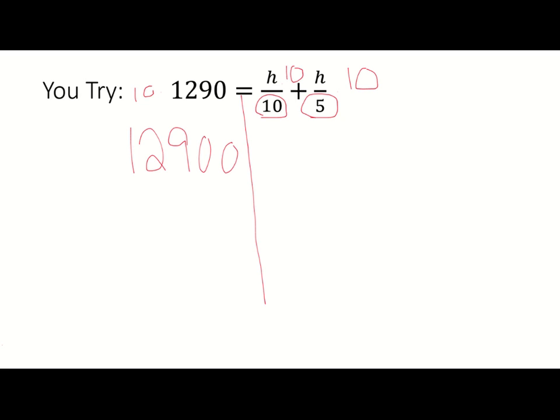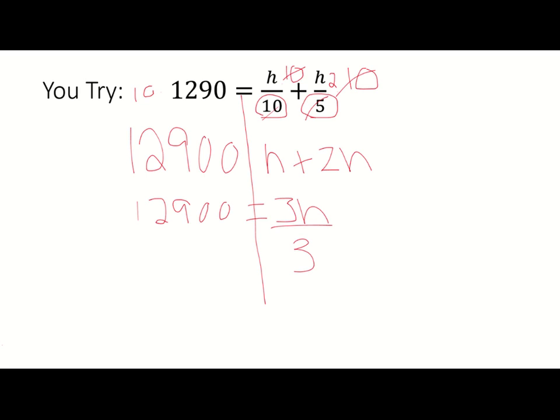H over 10 times 10. 10 goes into 10 one time, so that means we're just left with one h, or h. 5 goes into 10 two times, so 2 times h, that means we have plus 2h. Now that all the fractions have cleared, this is a much easier problem to solve. We're going to drop down the 12,900, and h plus 2h would be 3h.